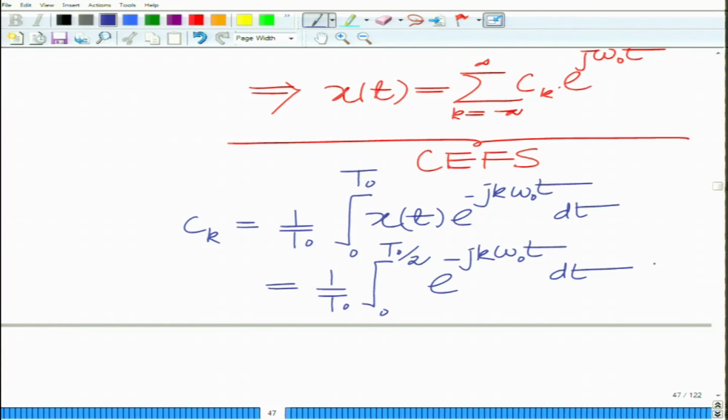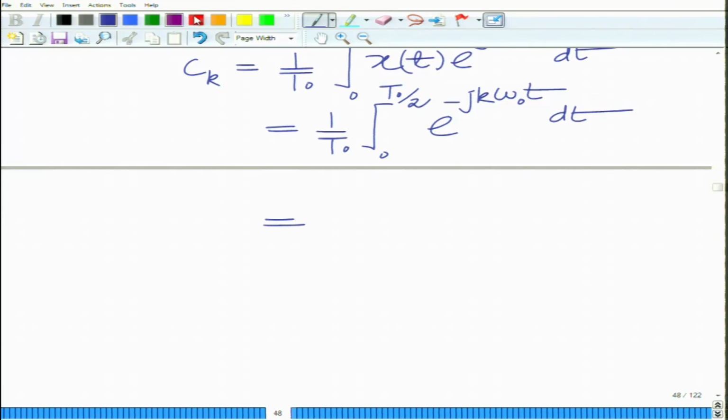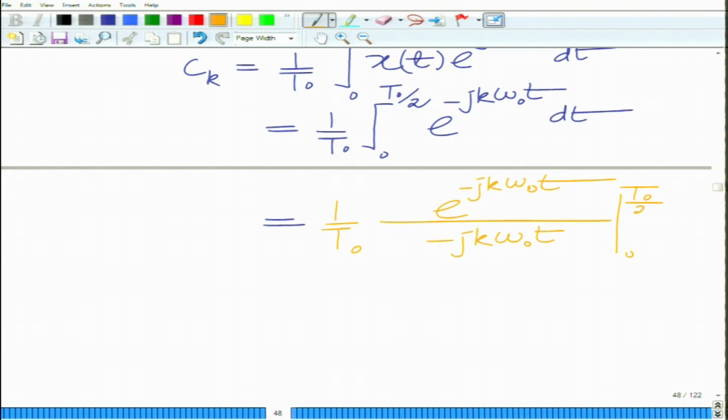e raised to minus j k omega naught t dt, which you can see is basically 1 over T naught times e raised to minus j k omega naught t divided by minus j k omega naught, evaluated between the limits 0 to T naught over 2, which is 1 over T naught times e raised to minus j k omega naught T naught over 2 minus 1, divided by minus j k omega naught. I am sorry, this has to be minus j k omega naught.